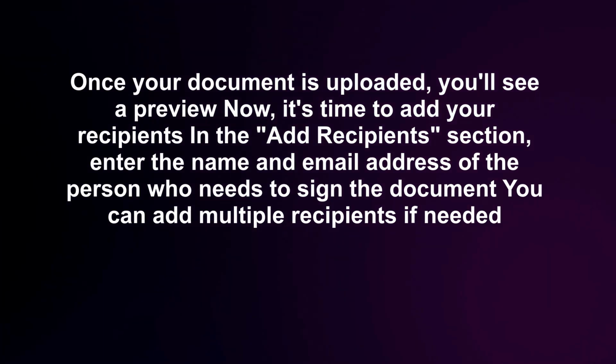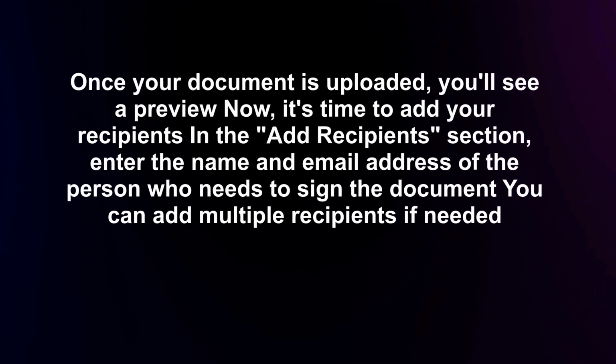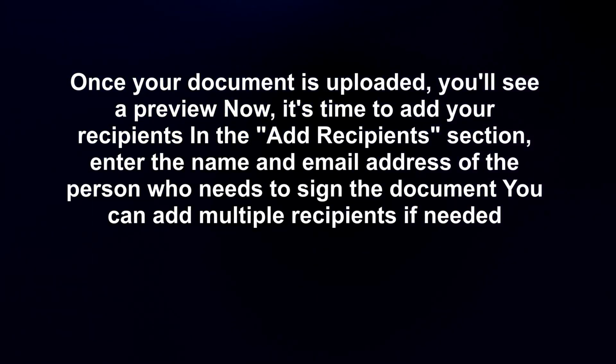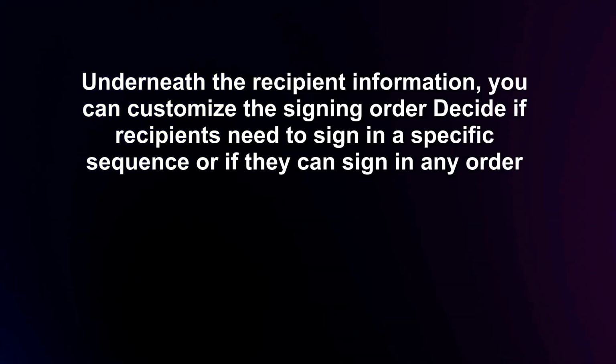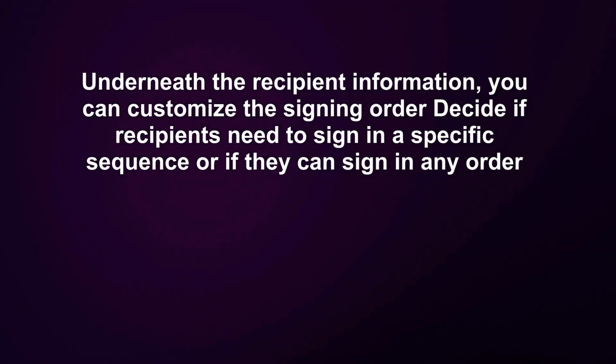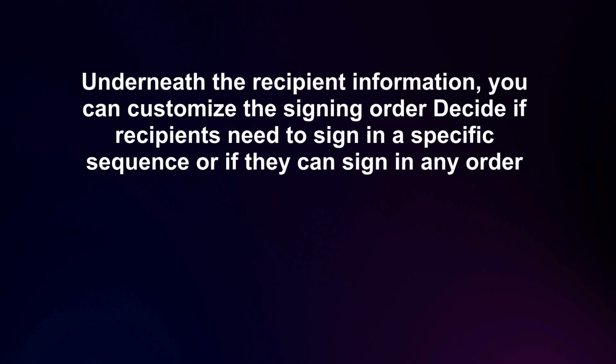In the Add Recipients section, enter the name and email address of the person who needs to sign the document. You can add multiple recipients if needed. Underneath the recipient information, you can customize the signing order. Decide if recipients need to sign in a specific sequence or if they can sign in any order.